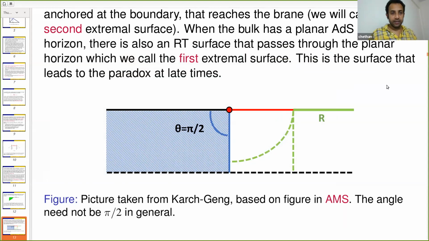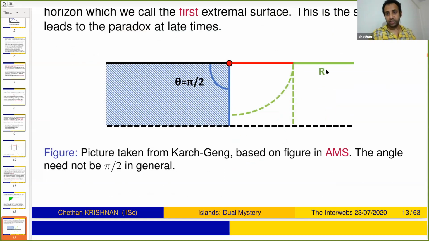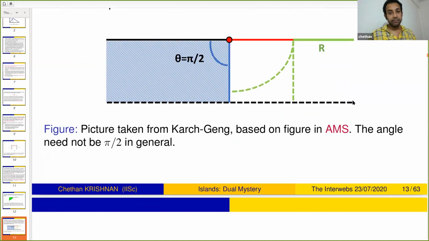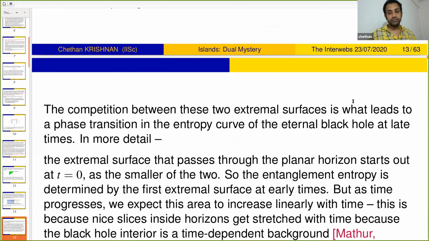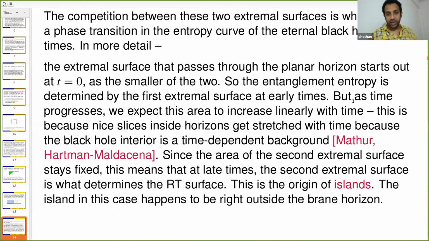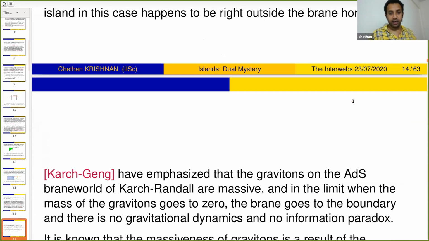Okay. So there is a divergence coming from this end of the RT surface, but because you are comparing two objects and they both have the same divergence, it doesn't really matter. That's the argument. Okay, so I think this slide I've already explained.